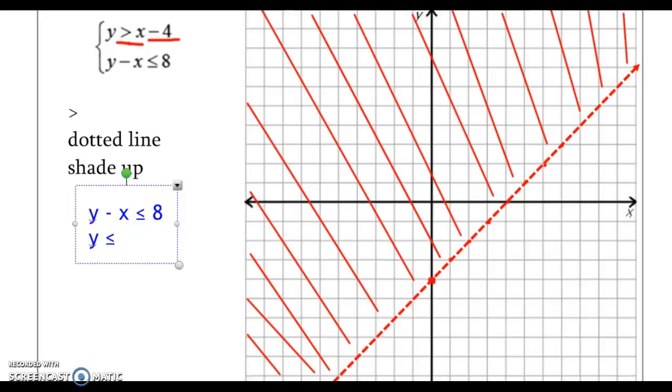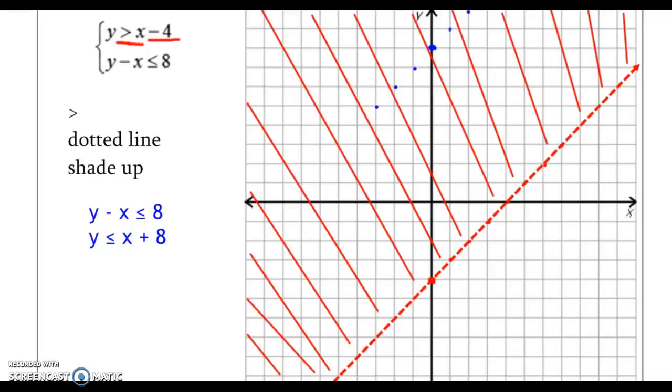Since I added x to both sides, it's not negative x anymore. It's going to be positive x. And the 8 never changed its sign. It was always positive. So y is less than or equal to x plus 8. That means I can put a point at my y-intercept, which is 8. That's up here somewhere. And my slope is positive 1. So that means I'm going to go up here. And I can see the straight line already.